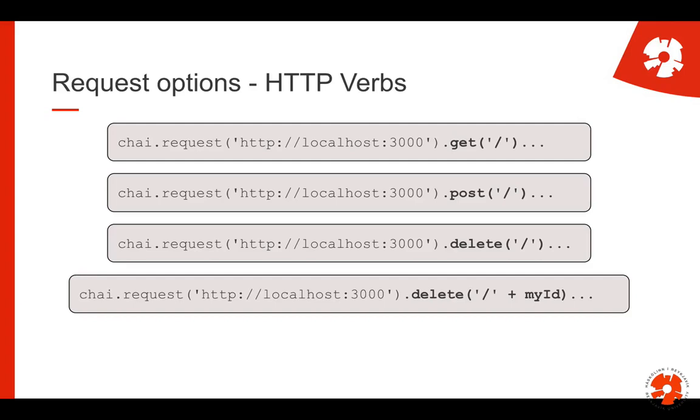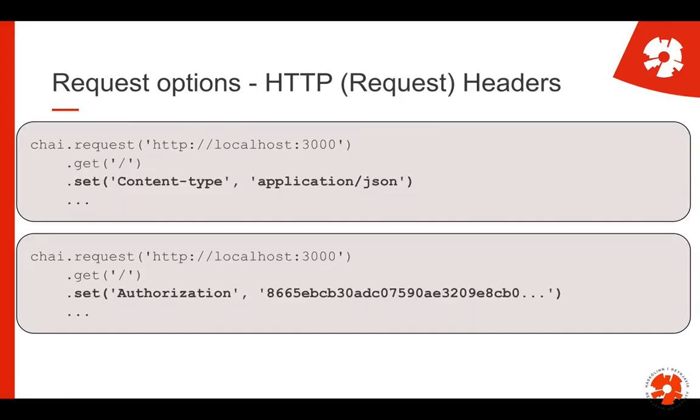As I've already shown you, you can use all the different HTTP method verbs here. So we can do a post request, a delete request. We can, of course, change the path. So we could, for example, append an ID if we want to delete a specific item, a specific object. And we have other things we can do.